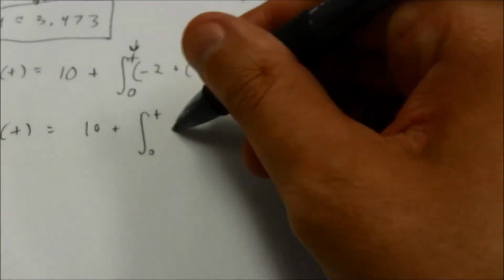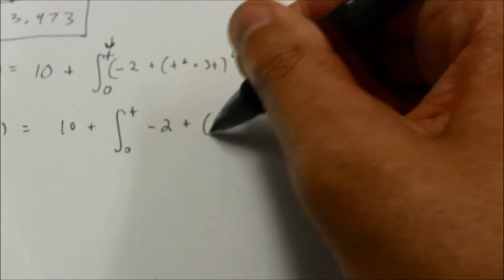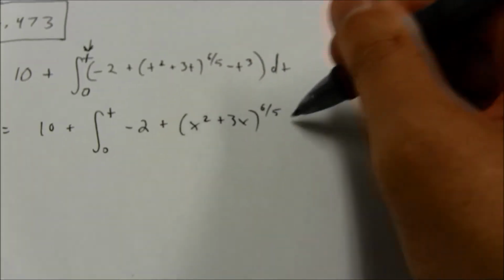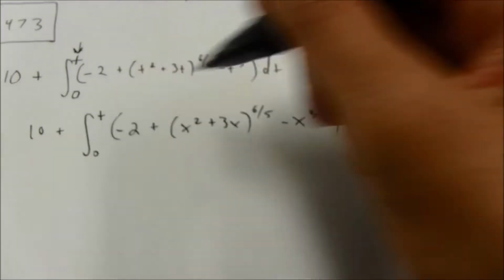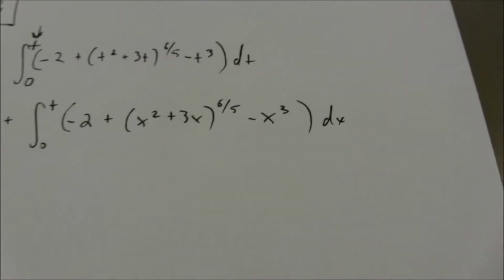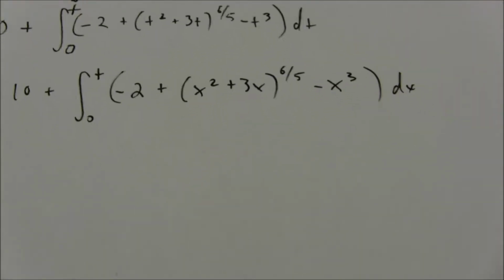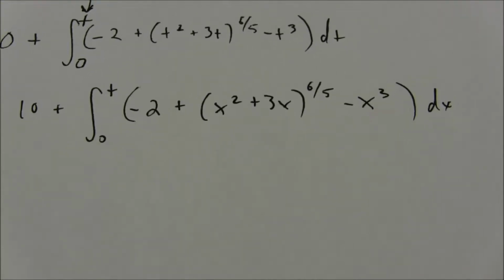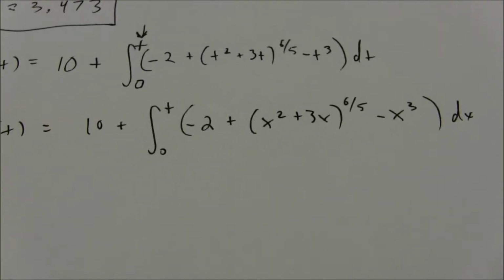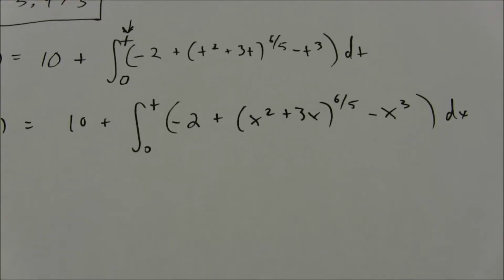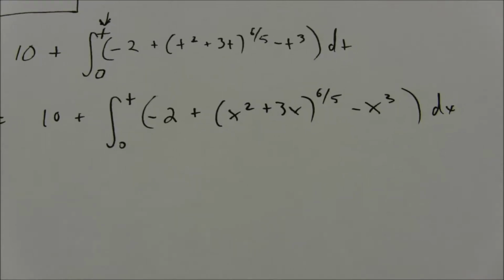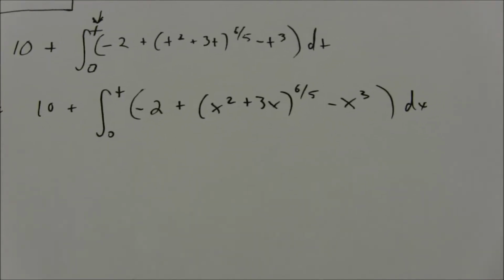because that's what they told me the input to be, and I'm going to change this to -2 plus, I'll just use x squared plus 3x to the 6/5 power minus x cubed dx. Again, the whole idea is that the integral is not what I'm inputting values for. I'm inputting values for the bound. So if I want s of 5, I put in 5 for t and take an integral from 0 to 5. If I want s of 10, I put in 10 for t, and so on.